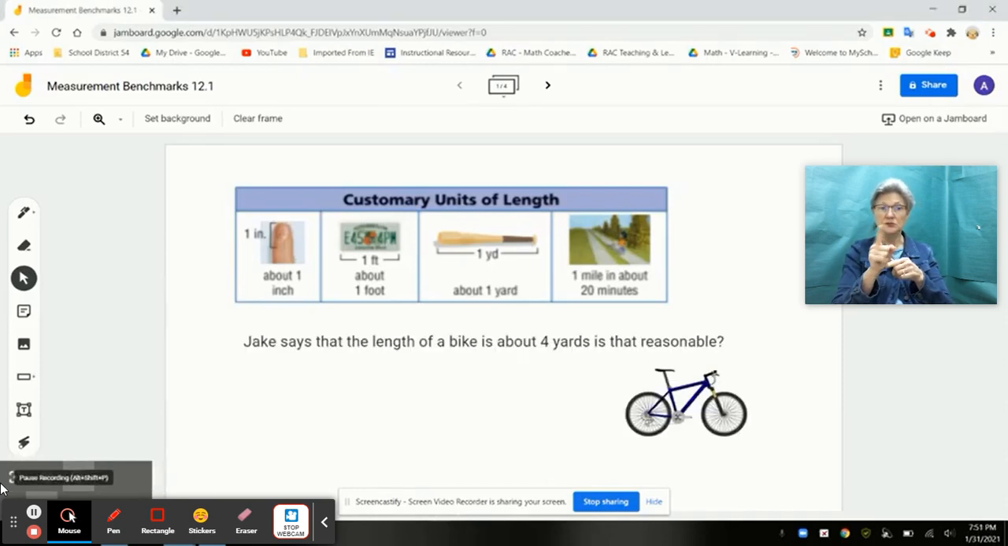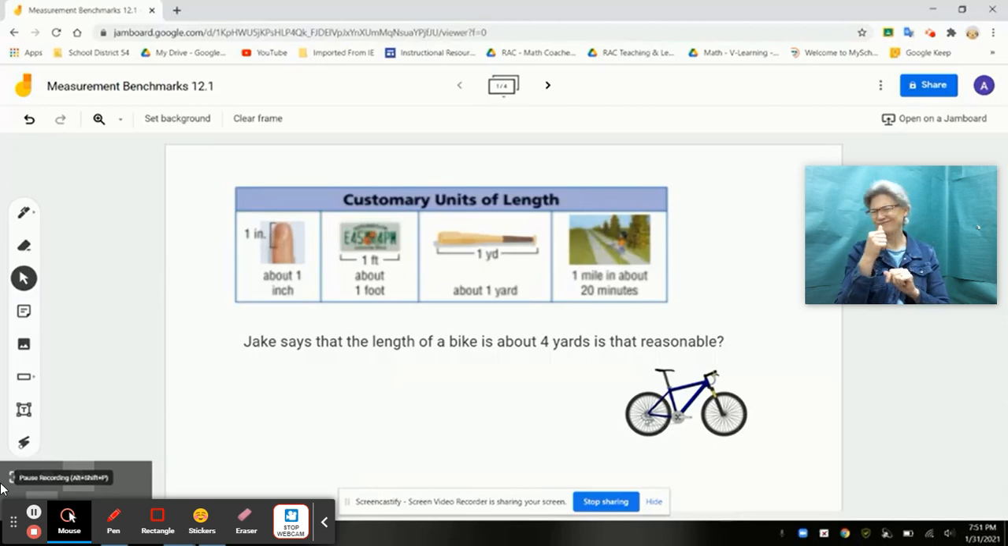So if Jake says that the length of a bike is about 4 yards, is this reasonable? What do you think? Well, let's look. If a baseball bat is about 1 yard long, since Jake's bike is shorter than 4 times the length of a baseball bat, his bike is definitely shorter than 4 yards. So Jake's statement is not reasonable.